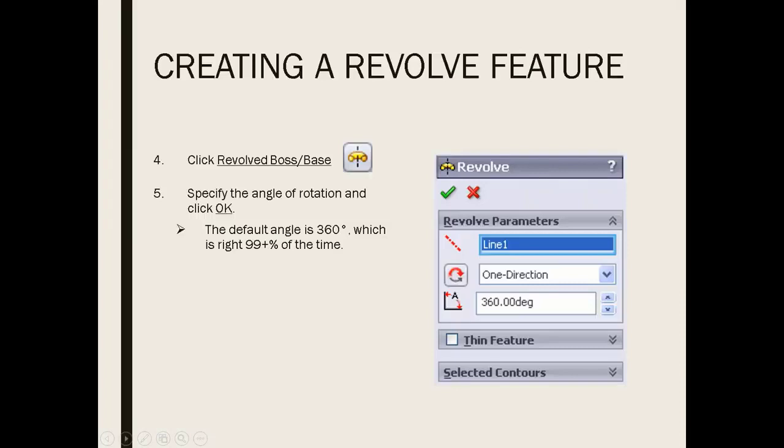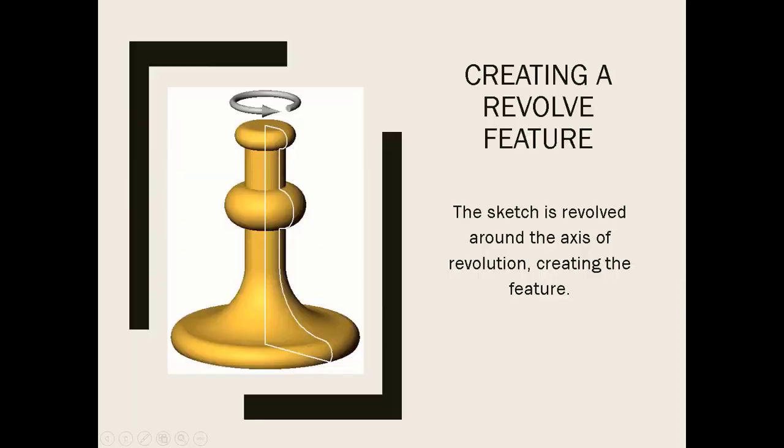So you would click your revolve boss/base icon, specify the angle of rotation. Default automatically comes in at 360 degrees. You'd select that line or axis of revolution and hit OK. Now your sketch is revolved around the axis of revolution, creating your feature. So it's much easier to create a two-dimensional sketch and then create this 3D revolve feature than trying to sketch this and cut down from a basic block.